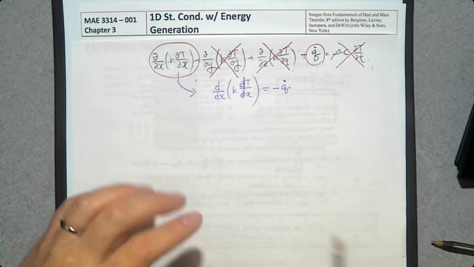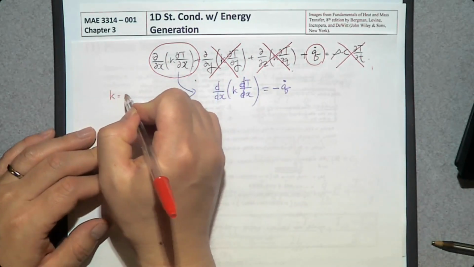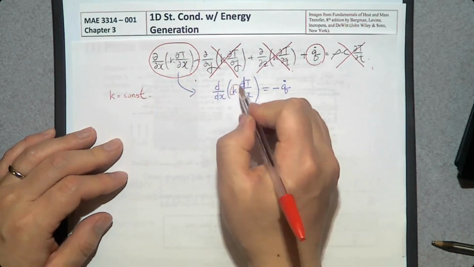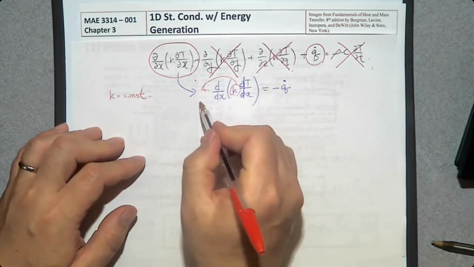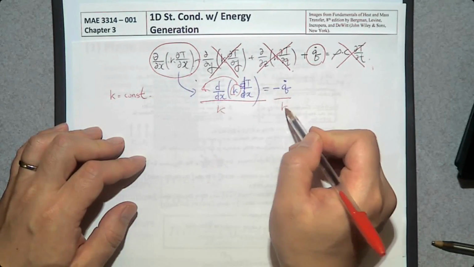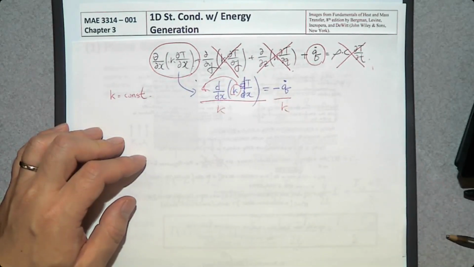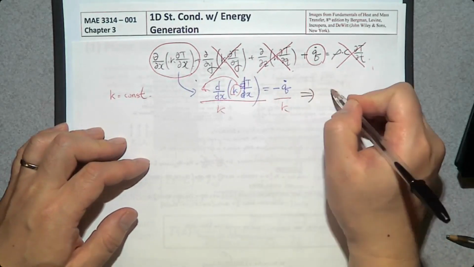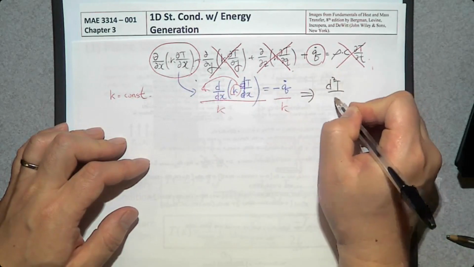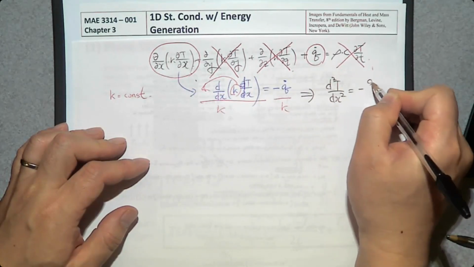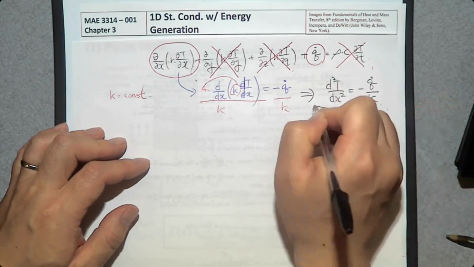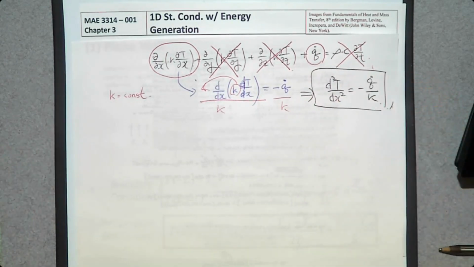And now we can assume that thermal conductivity k is constant. Then this one comes out, and then we can divide by thermal conductivity k. Then the equation that we are going to solve is d squared T over dx squared is going to be minus q dot over k. So this is the equation that we are going to study.